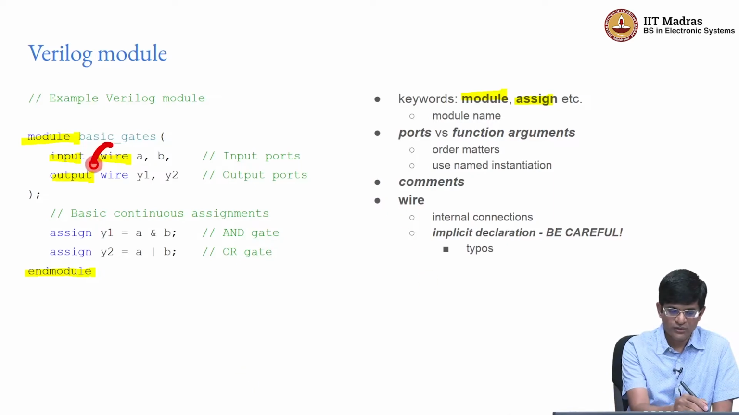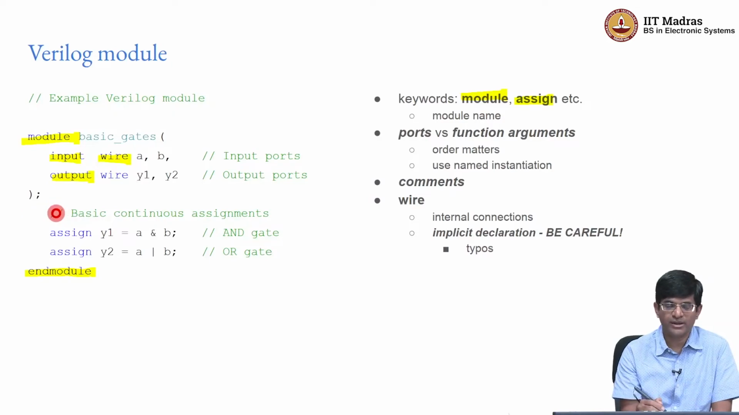There is this notion of so-called wires. These are made for internal connection. So essentially what happens is I have declared a wire A, a wire B, wire Y1, wire Y2, and in this case they are directly inputs or outputs. There are no intermediate connections out here. But very often wires are used for making intermediate connections.